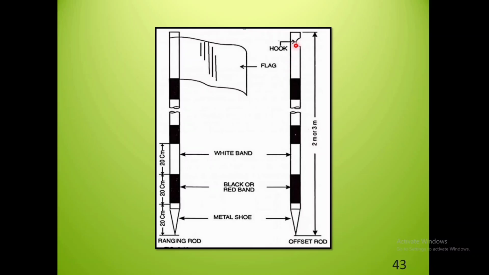This hook will help the surveyor to pull the chain out if it is stuck inside a bush or any other obstruction. And you can also observe here that a flag will be provided for the ranging rod if the distance is more than 200 meters. At a great distance we cannot see the ranging rod because it is very thin. In that case we can use the flag at the top to see the ranging rod from a distant place.